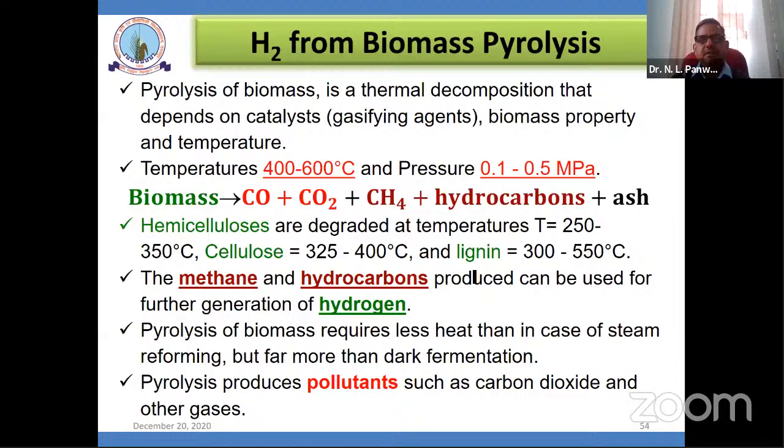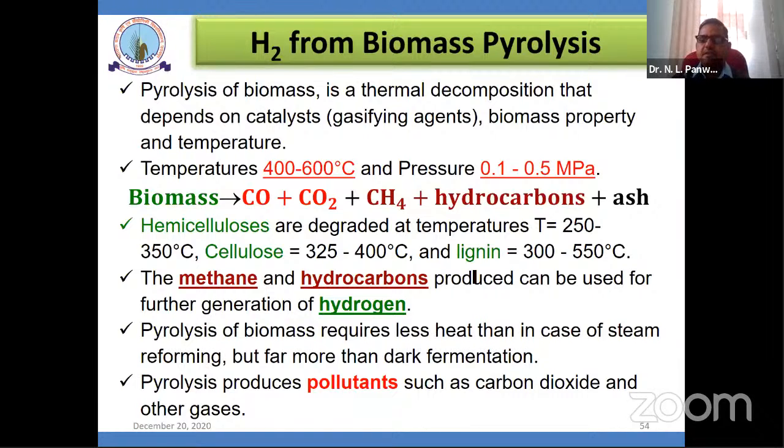And now hydrogen from the pyrolysis process. So through the pyrolysis process, as we discussed, we add some sort of gasifying agent. We can use dolomite or another kind of catalyst which enhances the reactivity of the biomass property, at 400 to 600 degrees at atmospheric pressure, even less than atmospheric pressure, 0.1 to 0.5 megapascal. While pyrolyzing this biomass, we can achieve carbon monoxide, carbon dioxide, methane and hydrocarbon, and ash content.